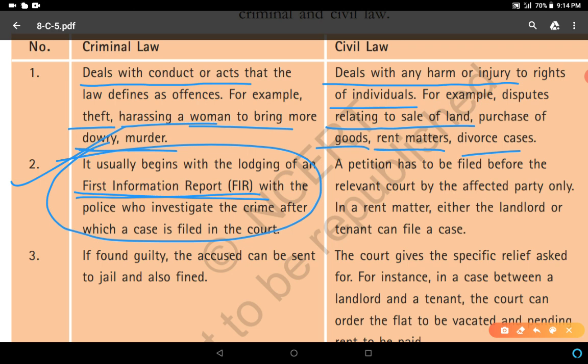And in civil law, a petition has to be filed before the relevant court first, by the affected party only. It means there is no need for an FIR. Just the affected party or the victim will go to the court and a petition will be filed. In a rent matter, either the landlord or the tenant can file a case.